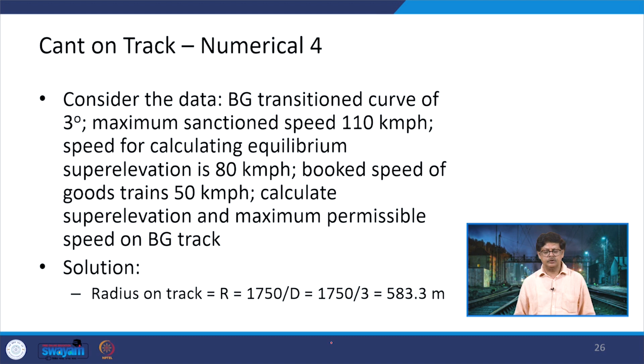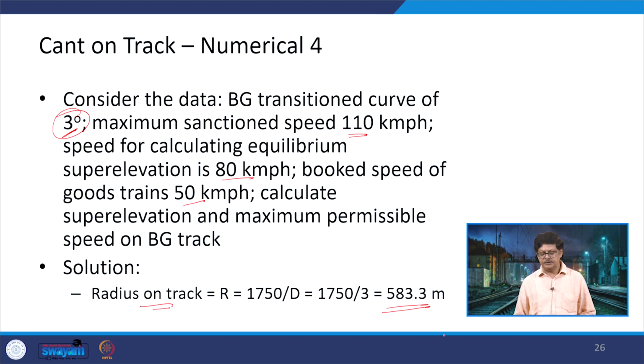Let us look at another numerical here. This is a transition curve of 3 degrees, maximum sanctioned speed again 110, equilibrium speed 80, booked speed of goods train 50. So, these values are more or less the same, only the change is in terms of the degree of the curve. With respect to this degree of the curve, the radius of the track is going to change and now it comes out to be 583.3 meters.